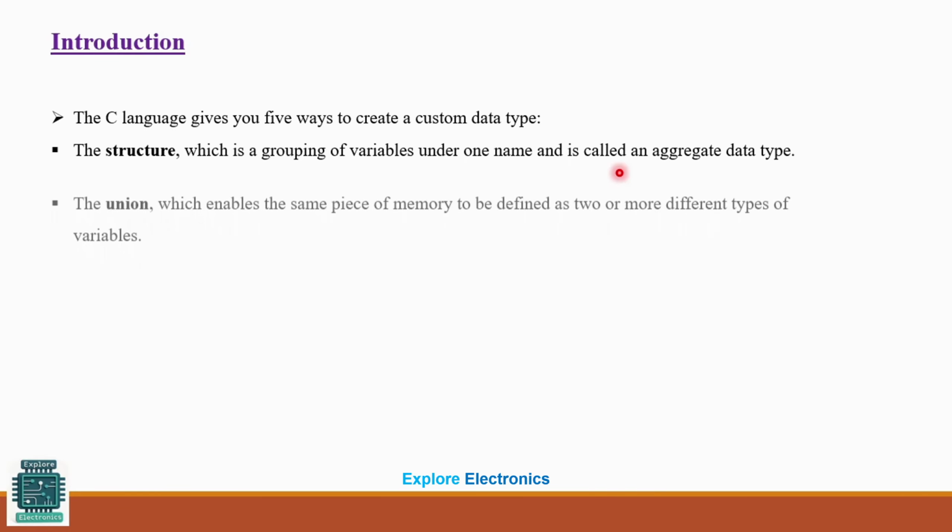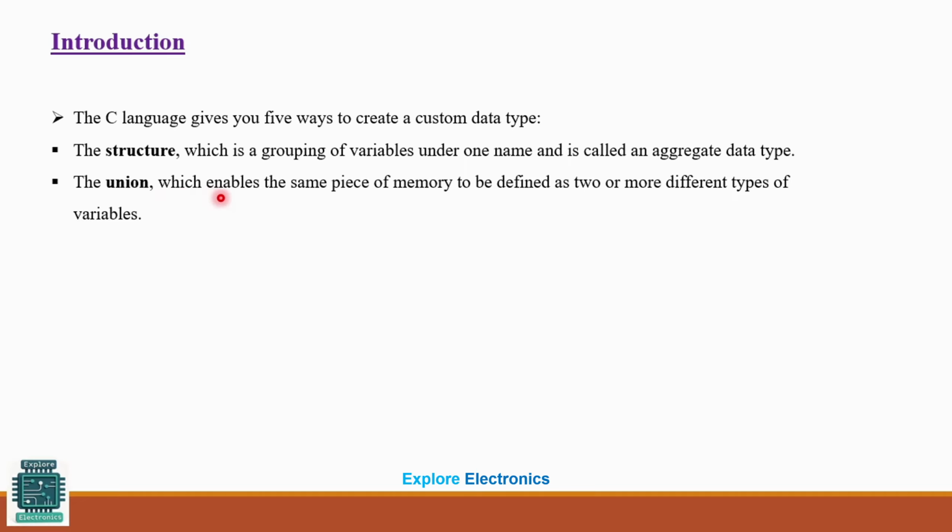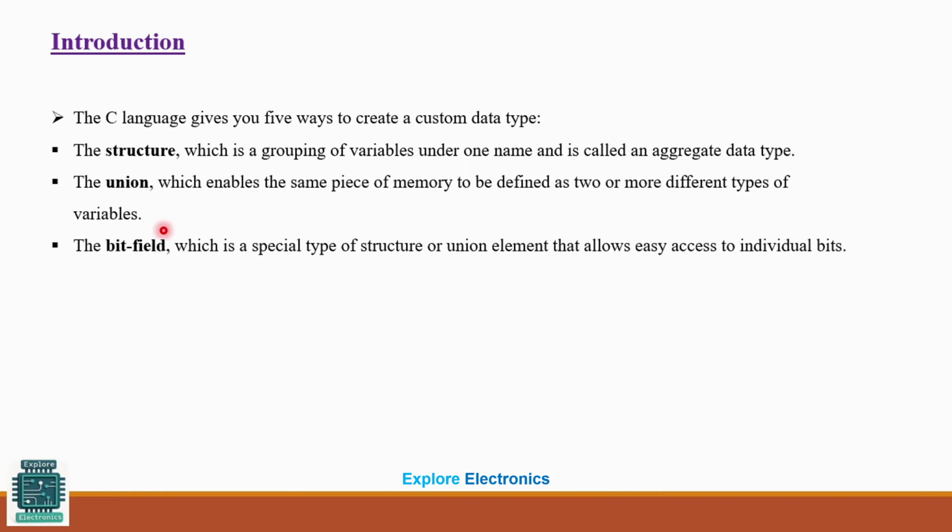And the second one is union. Here, the same piece of memory can be defined as two or more different types of variables. That is union. And the third one is the bit field, which is a special type of structure or union element that allows easy access to individual bits. As the name itself says, bit field means it allows access to individual bits.